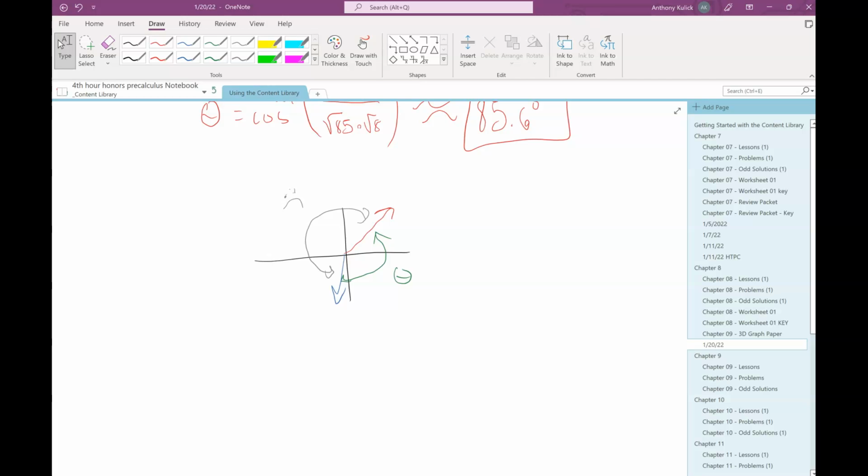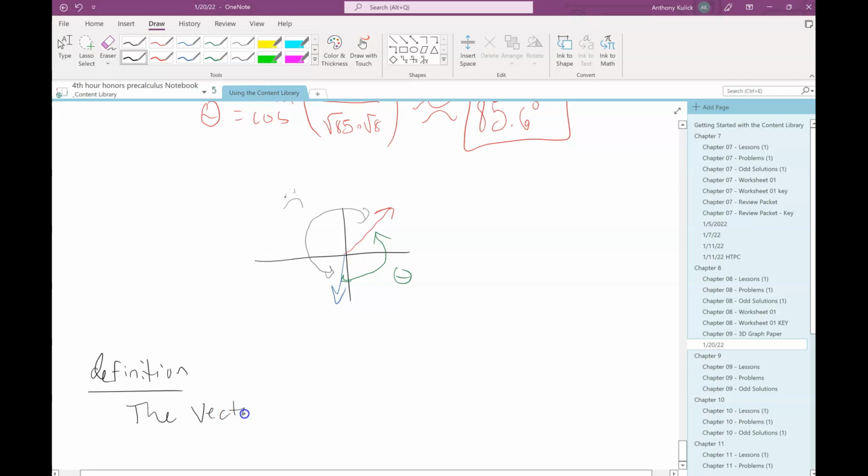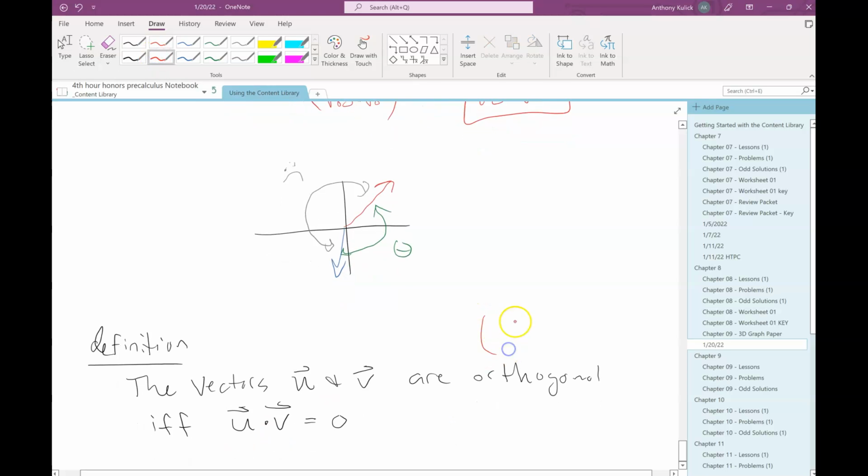Okay. Last definition here for today, and it's this term orthogonal. We say that the vectors u and v are orthogonal if and only if their dot product is equal to 0. When we say orthogonal, what do we really mean? It's kind of equivalent to perpendicular, that the angle between them is 90 degrees.